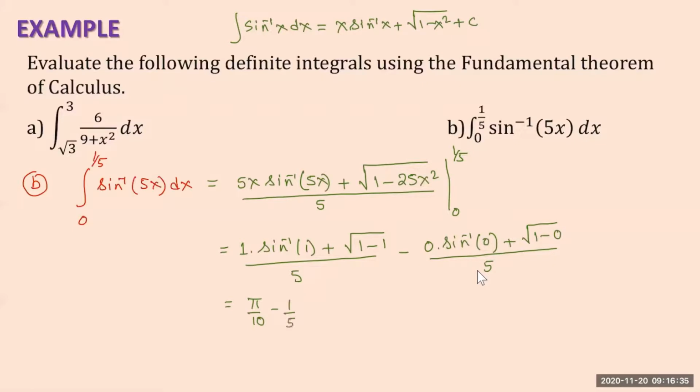So this one, we cannot simplify to a nice number. Instead, we can simplify this using a calculator to get the decimal value. So this is approximately equal to 0.1142. So that is the value of the definite integral given here in part B.